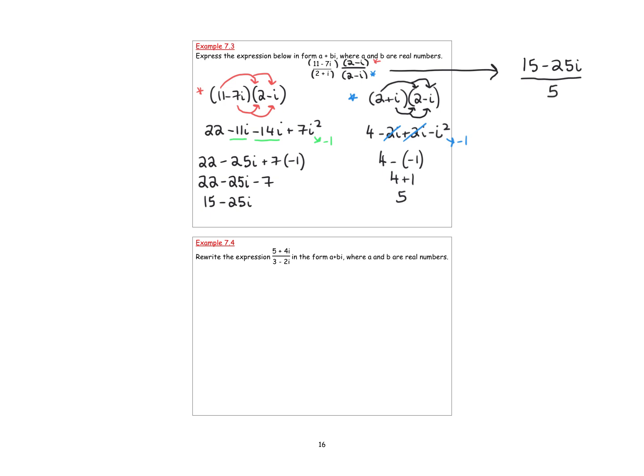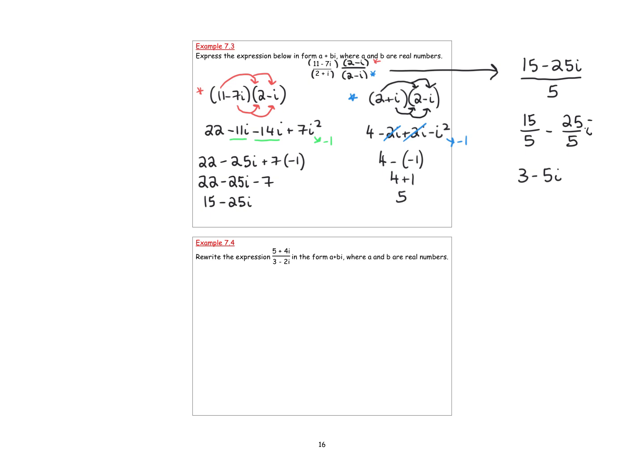Now again, it wants it in the form a plus bi, so I'll end up with 15 over 5 minus 25 over 5i. 15 over 5 will break down to 3, and 25 over 5 will end up with minus 5i.